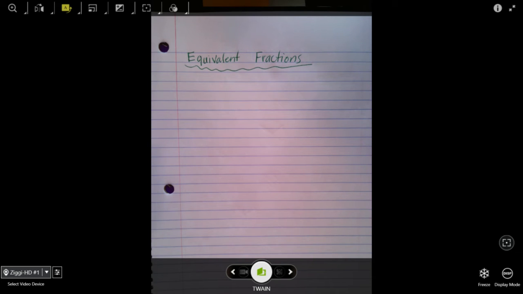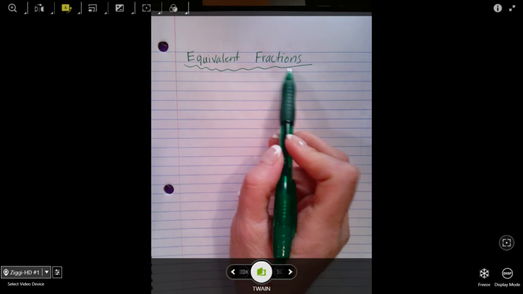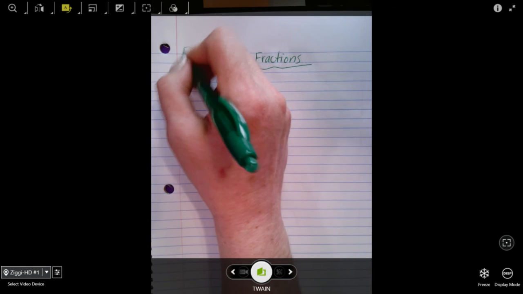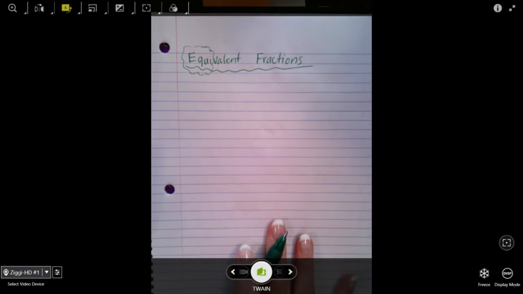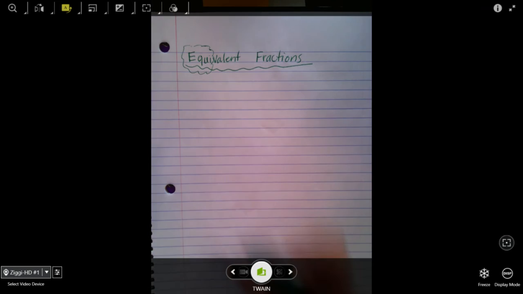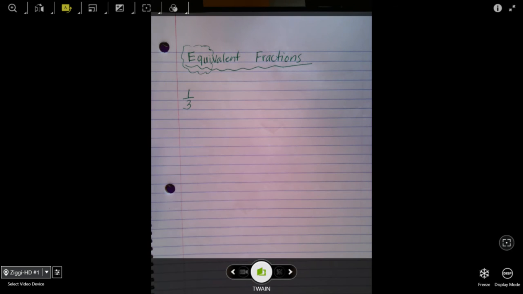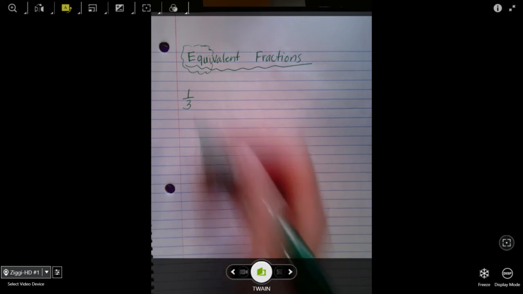Hi everyone. Today I want to show you how to create equivalent fractions. The word equivalent simply means equal. You can see part of the word equivalent and equal have something in common. So I'm going to show you how to make equivalent fractions to 1/3, for example.